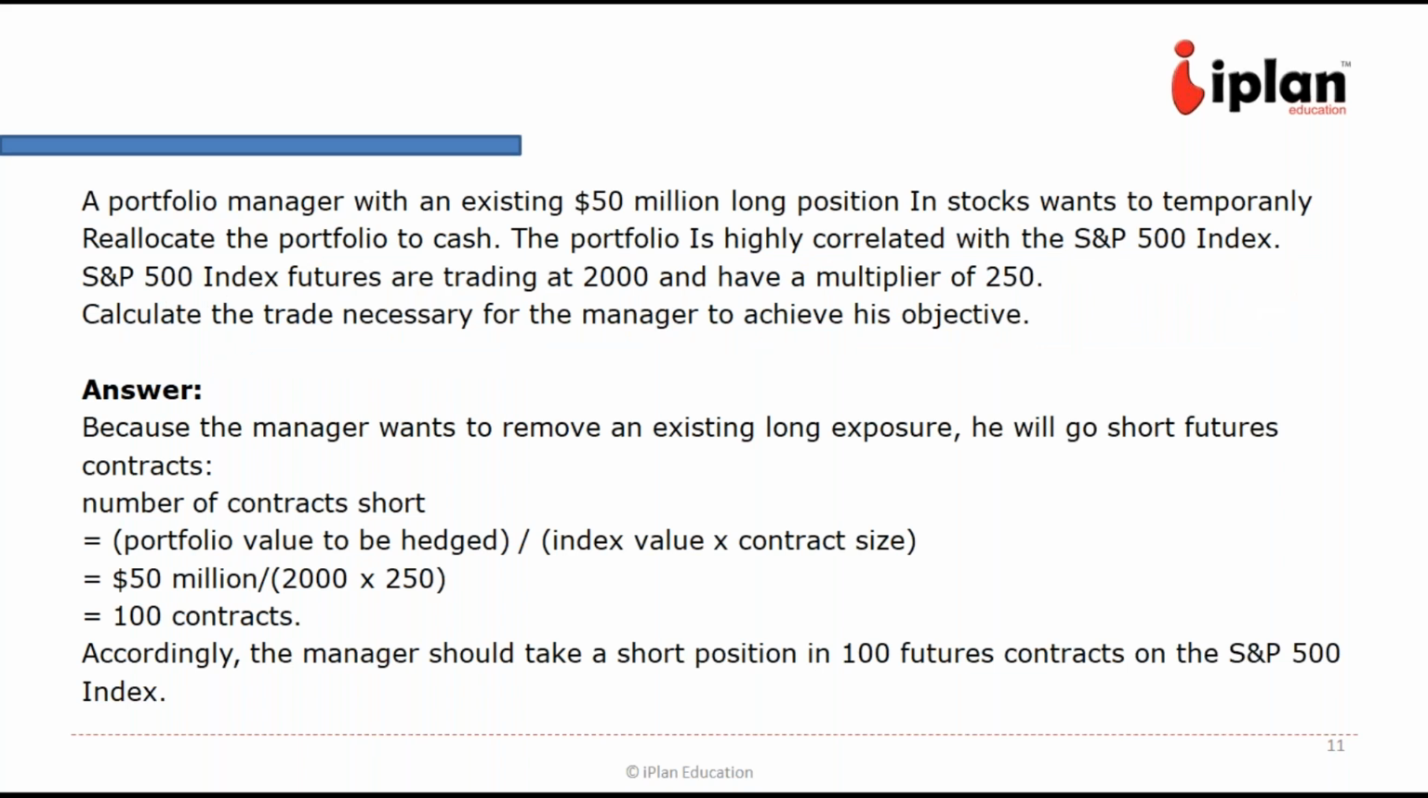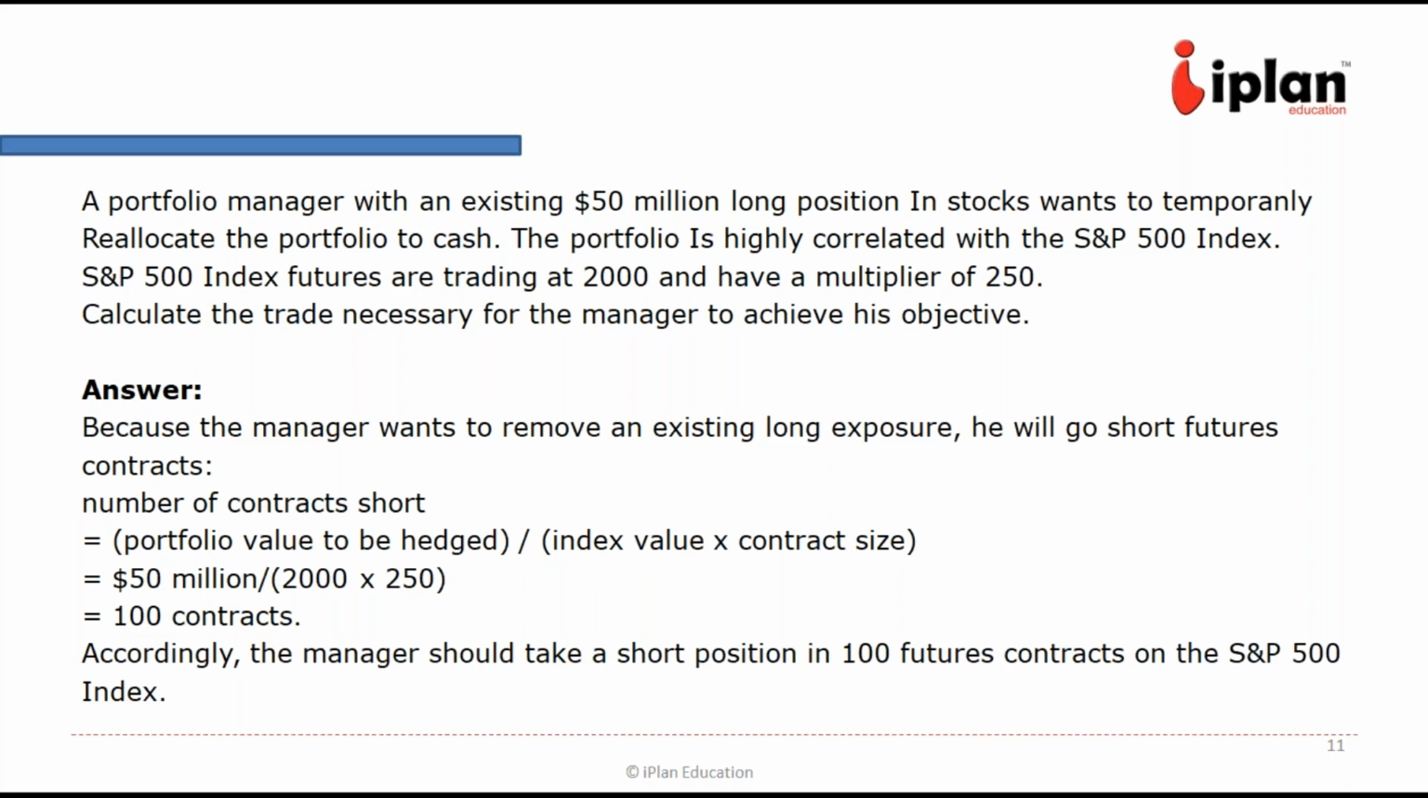The portfolio is highly correlated with the S&P 500 index. S&P 500 futures are trading at 2000 and have a multiplier of 250. Multiplier here means the lot size or the contract size. Calculate the trade necessary for the manager to achieve his objectives. Right. So how do they hedge it?